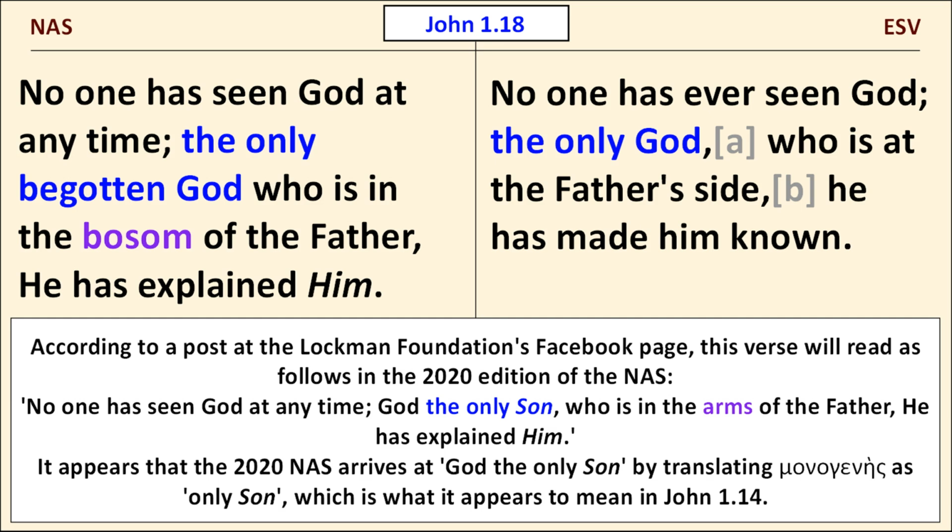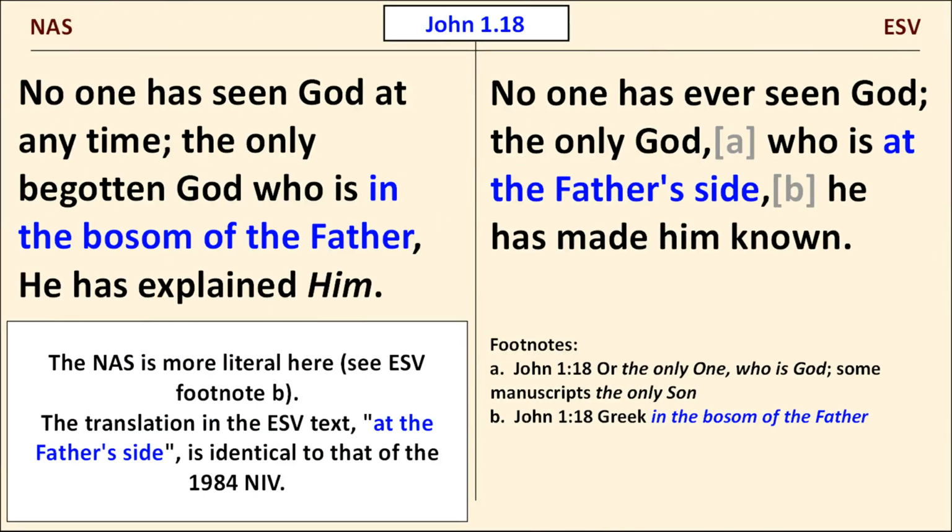It appears that the 2020 NAS arrives at God the only Son by translating monogenes as only Son, which is what it appears to mean in John 1:14. The New Revised Standard Version also reads God the only Son. Both the NAS and the ESV's parent, the RSV, have in the bosom of the Father at the end of the verse. Sadly, the ESV replaced this literal rendering with at the Father's side. Changes like this may be why I've never been able to love the ESV.